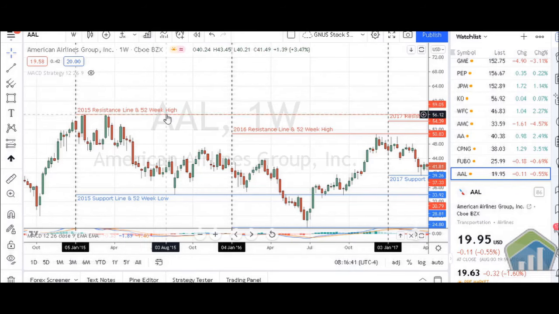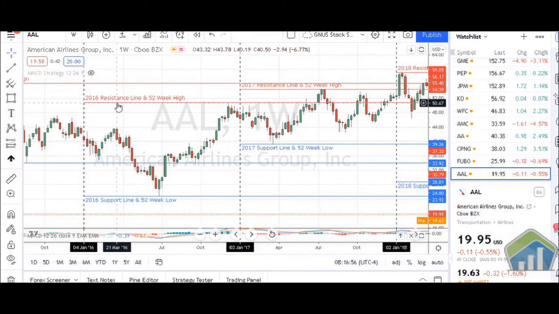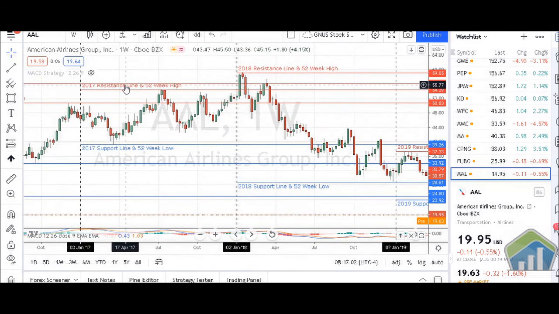Red lines are going to be our resistance lines. The blue lines are going to be our support lines, right? And we did it for the 52-week highs and lows, right? So 2015, we have a high of about, let's say, $56.17, a low of about $33.92. 2016, we have a high of about $50.83 and a low of about $23.92. We go over to 2017, we have highs of about $54.39 and lows of about $39.